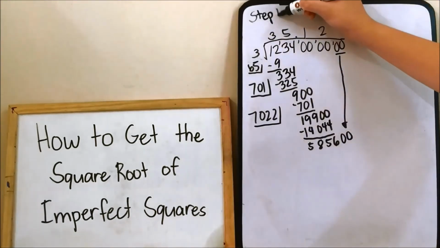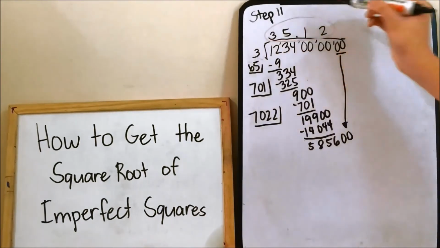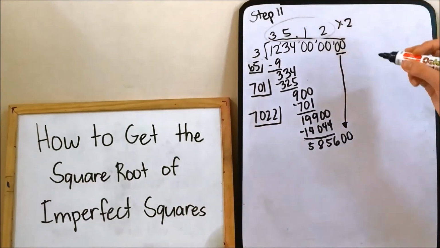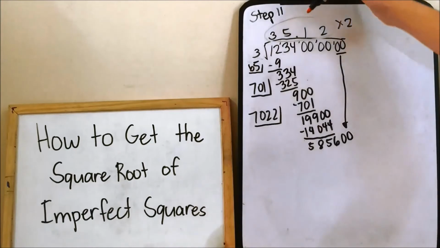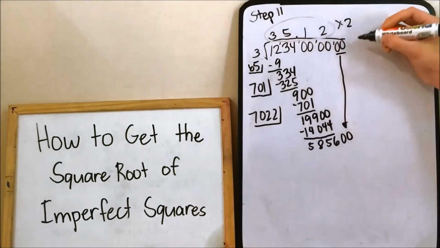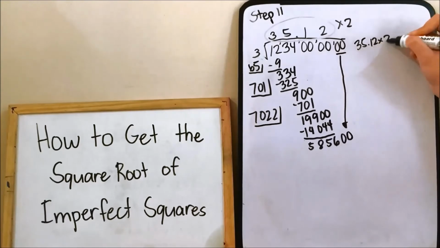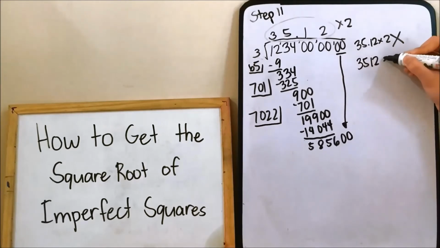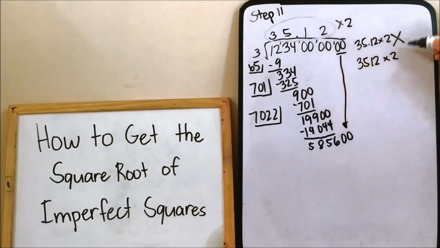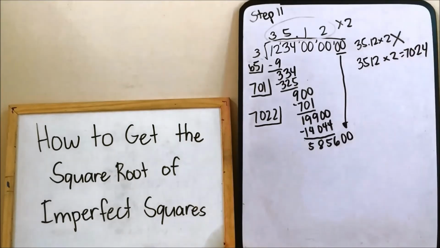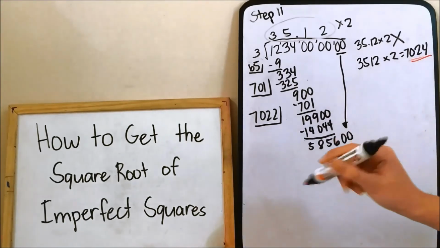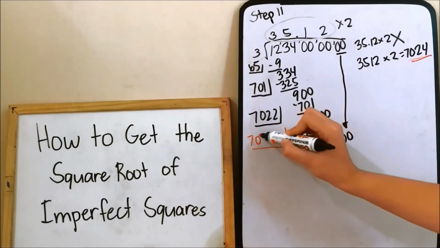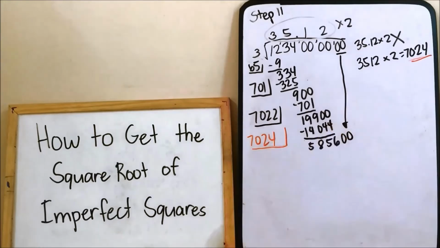Step number 11. We will multiply the numbers at the top again by 2. So it is a general rule. We will ignore the decimal point over here. So it is not 35.12 times 2. It is 3,512 times 2 because we ignored the decimal point. So 3,512 times 2 is equal to 7,024. So we will put 7,024 over here. Let's move on to the next step.